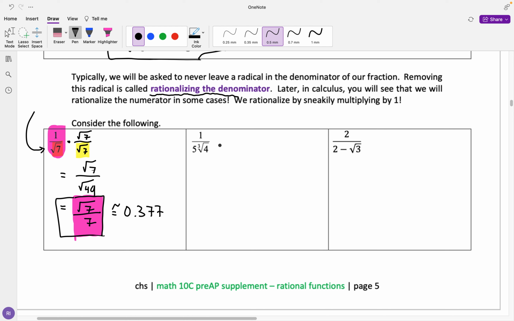All right. So let's try again. We will multiply by what we see on the denominator. Now, for this one, we want to be a little strategic. It's going to be simpler if we just multiply by the radical itself. We don't actually have to include that 5. It's irrelevant when we're rationalizing the denominator. We just have to multiply by the cube root of 4.